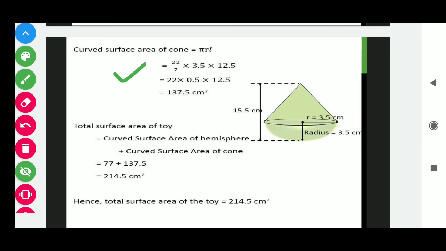Now students, we need to find the total surface area of the toy. So by adding the curved surface area of the hemisphere and the curved surface area of the cone, we get the answer 214.5 square centimeter. In this way, we have calculated the total surface area of the toy, that is 214.5 square centimeter.